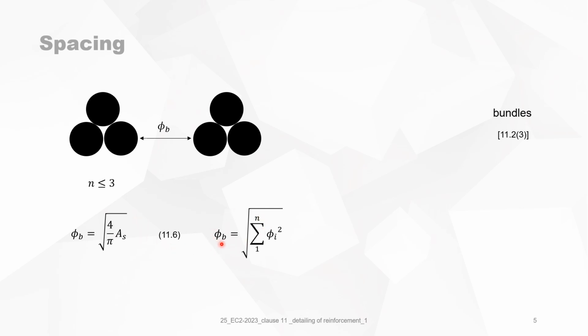The equivalent diameter is equal to the square root of the sum of the different bar diameters squared. But in most cases, in a bundle, all diameters are equal. So in most cases, this formula will lead to the equivalent diameter being the diameter of one bar of the bundle multiplied by the square root of the number of bars. So it means when you have 3 bars, you have to multiply it by 1.7. And when you have 2 bars, you multiply it by 1.4.